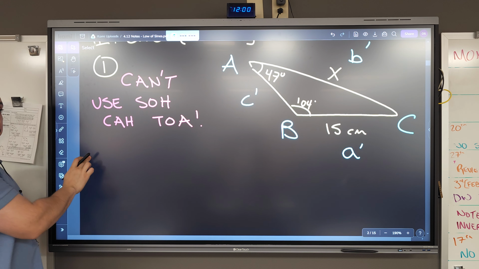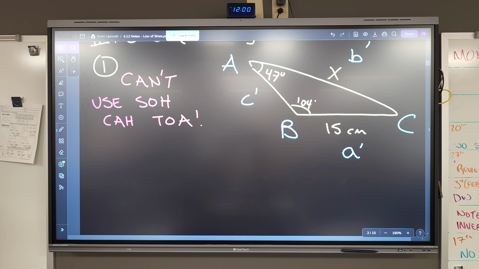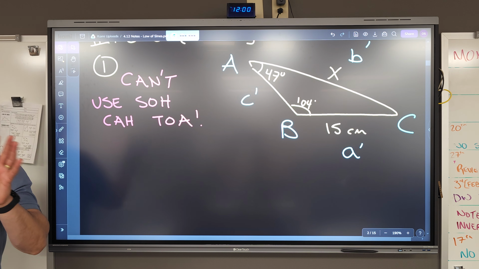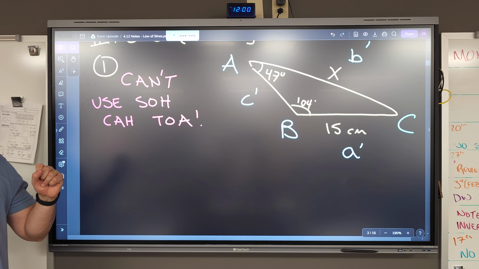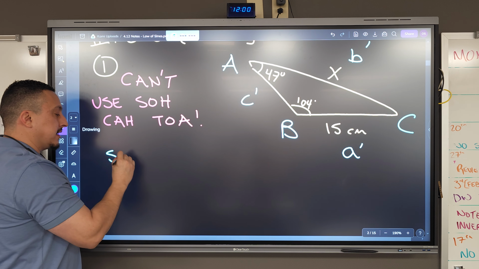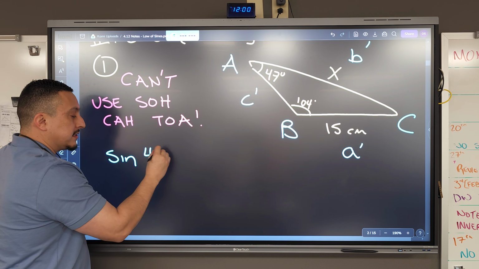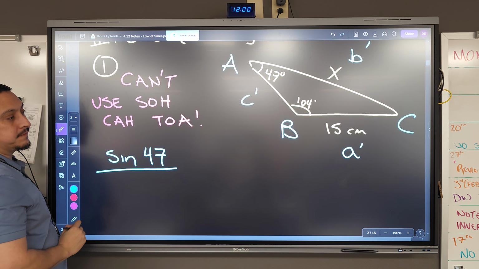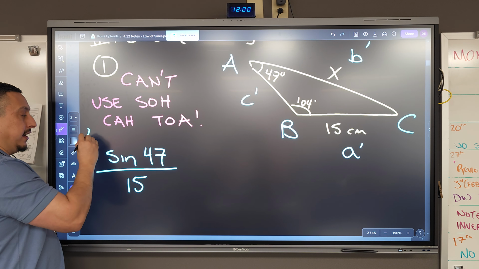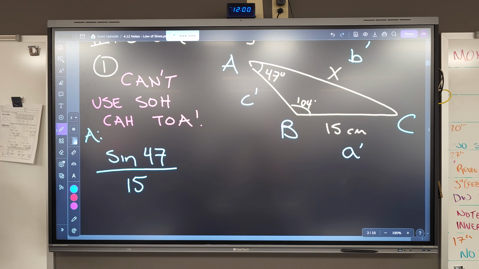So remember, we're going to set up two fractions, and then this is how you pick. For sure, you're going to pick the one where you know both things. I know the angle and the side. Which side would that be? A, right? So we're going to use fraction A. So sine of 47 over side A, which is 15. So this is my A fraction, right? Angle A, side A.